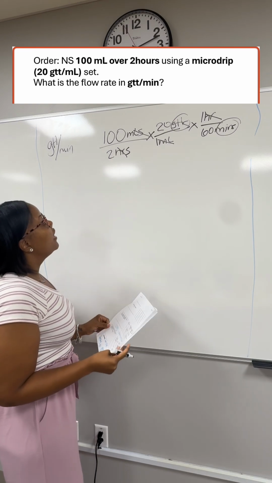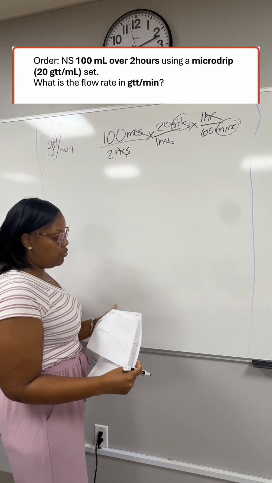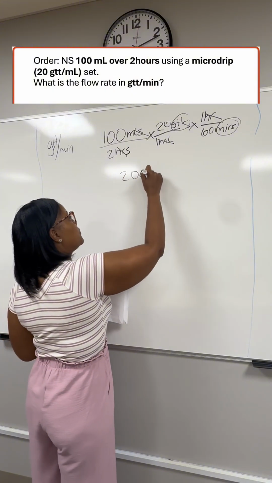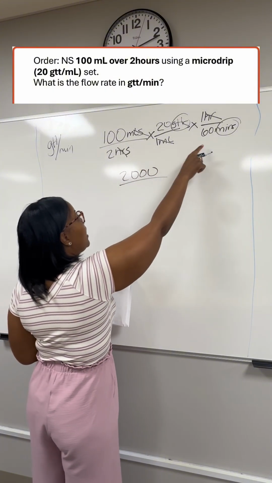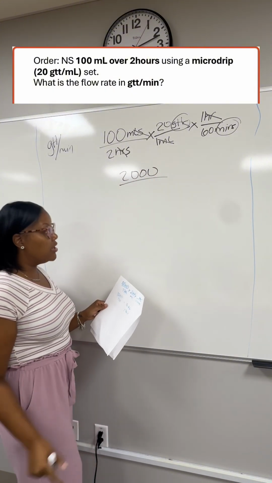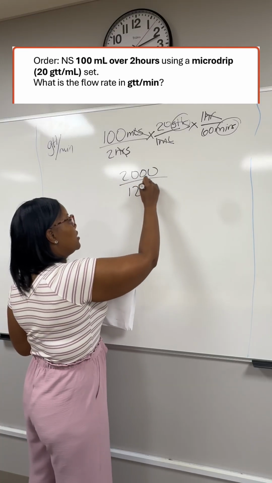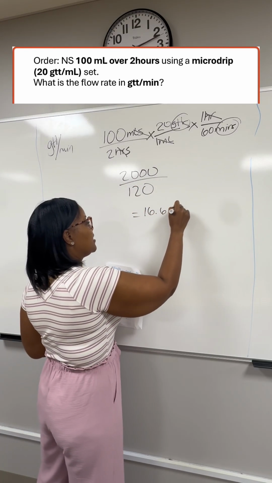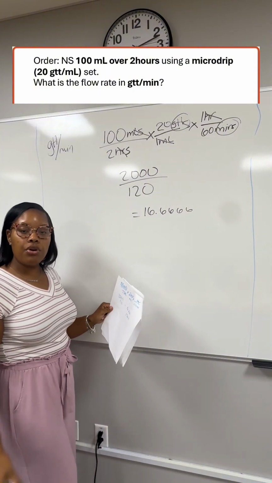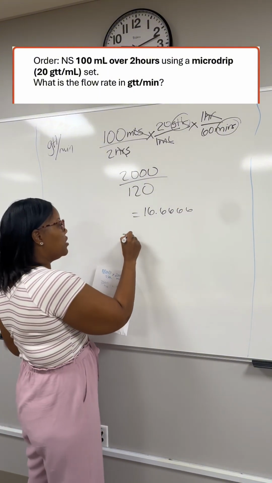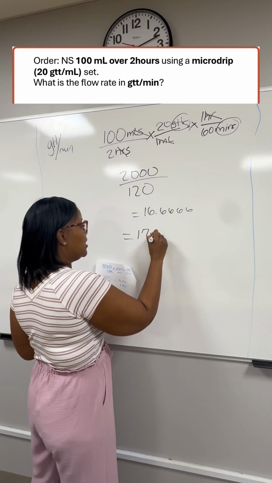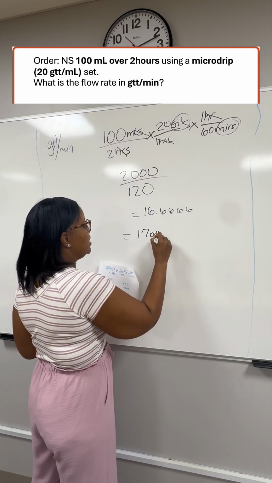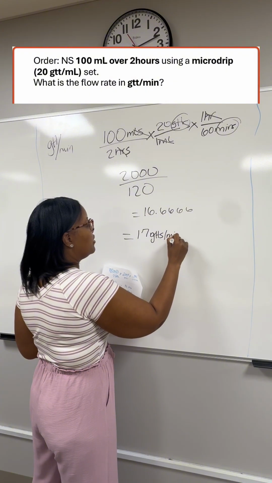So we've got 100 times 20, which will give us 2,000. And then the bottom, 2 times 60 will give us 120. So we're going to divide that, and you should get 16.66666 or whatever. But we're going to round that to our nearest whole number. So we're going to get 17. What our answer needs to be is 17 GTTs per minute.